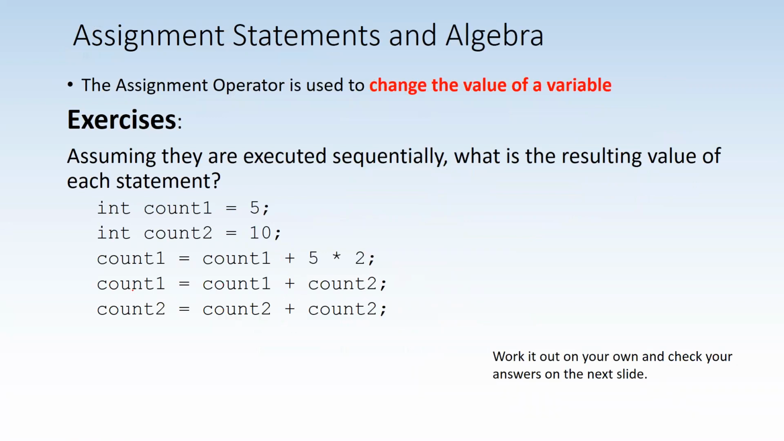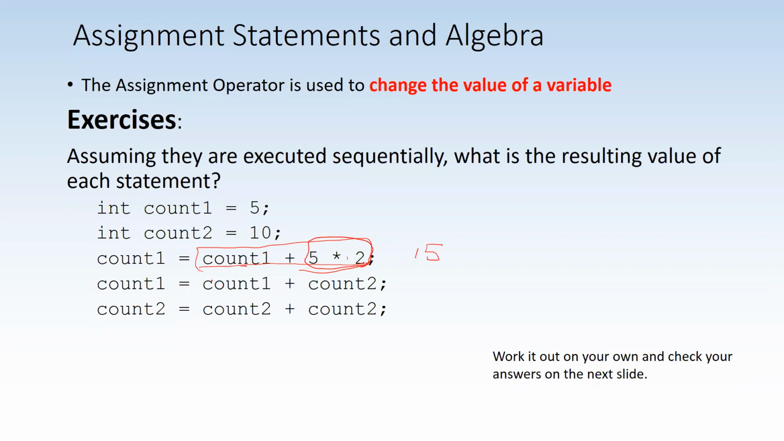Okay, let's go through this. Count1 is 5, count2 is 10. So we will do this side first. Which one do you do first in this? 5 times 2. 5 multiplied by 2 gives you 10. And you add 10 to 5, that gives you 15.